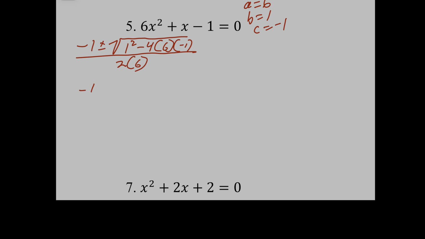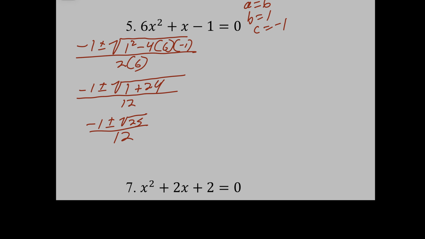All right, let's keep going. Negative 1 plus or minus the square root of 1. Negative times a negative is a positive, so that's going to be plus 24. Oh, yeah, this is going to be a fun one. Over 12, which becomes negative 1 plus or minus the square root of 25 over 12. Okay, all that's really cool. The only problem is that there's more I can do here, right? And so I go, okay, so I got that square root of 25, so I better deal with that. So that's going to be negative 1 plus or minus, what's the square root of 25? 5 over 2.